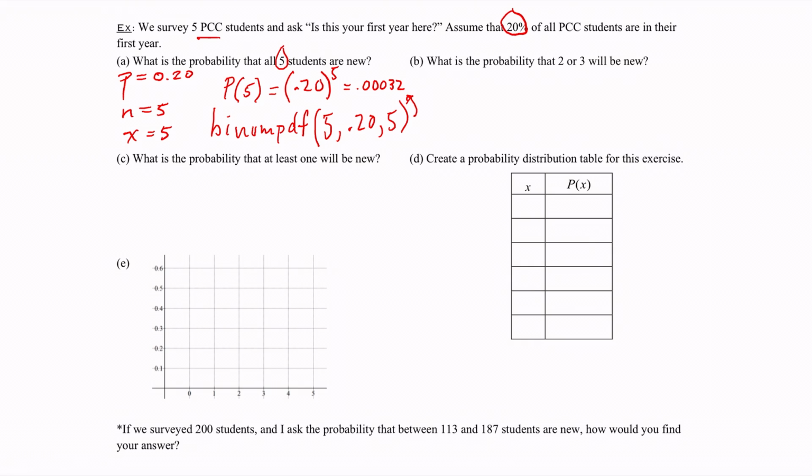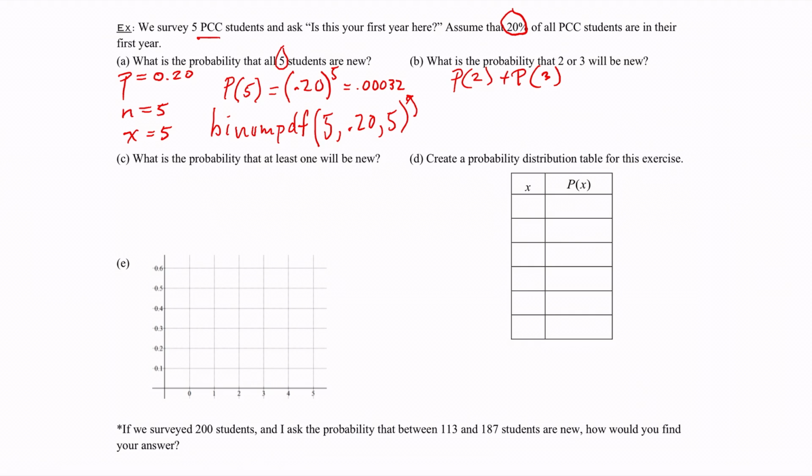In the next example, what is the probability that 2 or 3 will be new? So in this case, we can compute 2 probabilities. We want to get the probability that exactly 2 are new, and then add that with the probability that exactly 3 are new. So here, 2 or 3, we're using our addition rule.